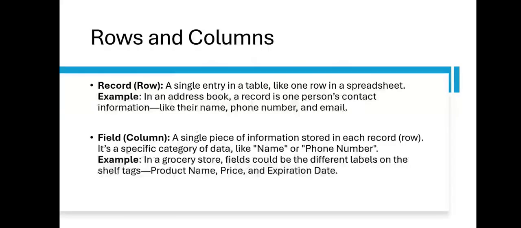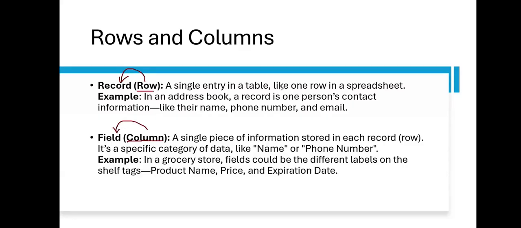And now let us understand what are rows and columns. So you already know what is a row and a column. I don't need to explain it to you. But in terms of database, especially a relational database, a row is generally referred to as a record in the table and a column is generally referred to as a field in the table.